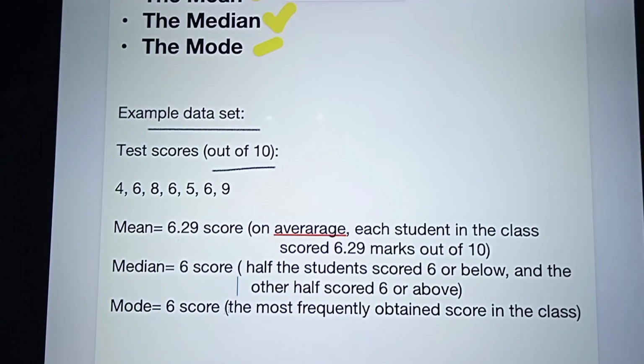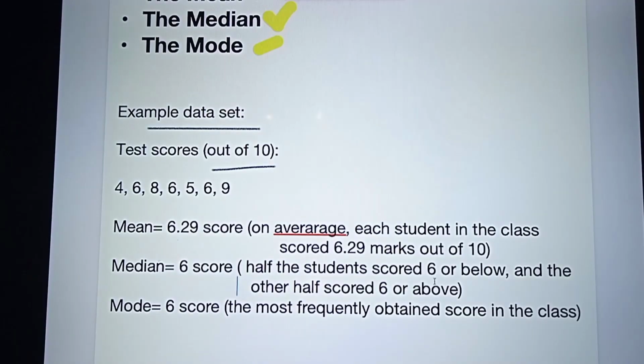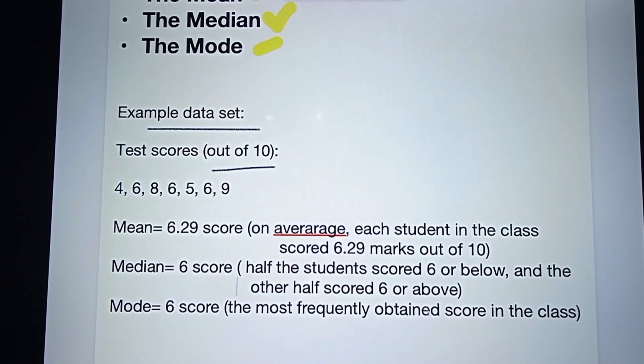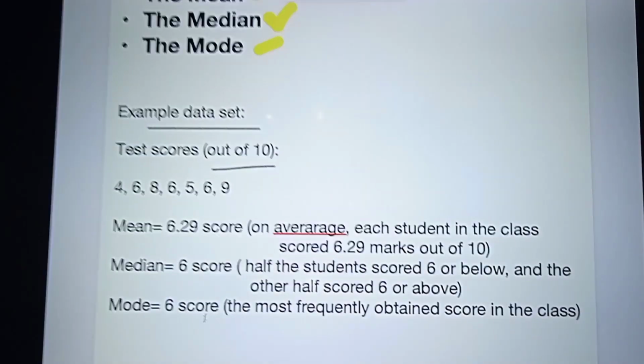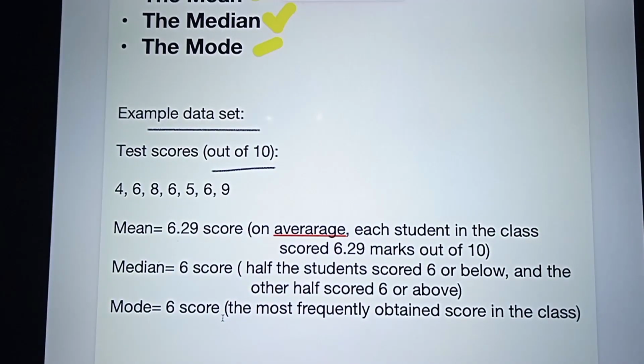Median is equal to 6 score means half the students scored 6 or below marks, and the other half scored 6 or above marks. Whereas mode is equal to 6 score means the most frequently obtained score in the class was 6 score.